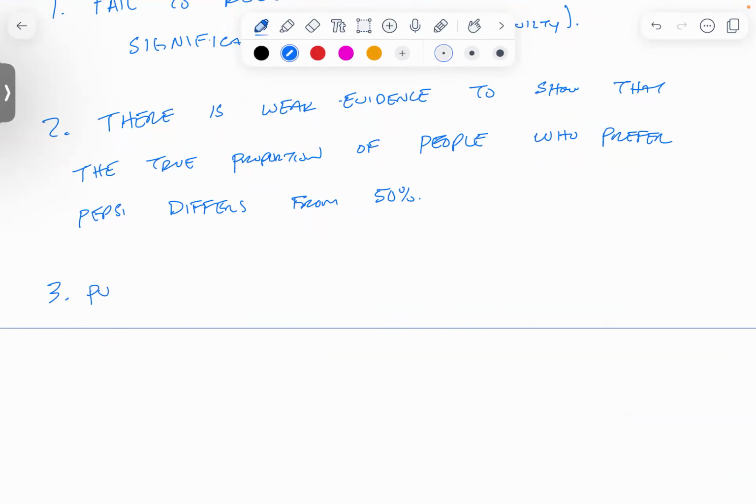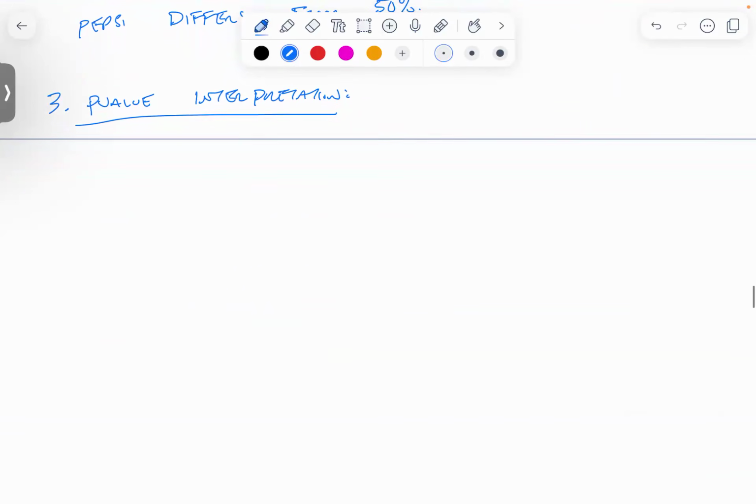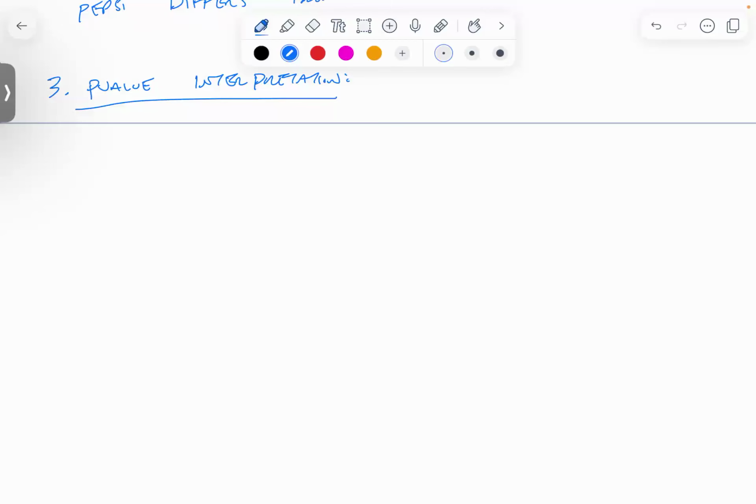Last and definitely not least is the p-value interpretation. This one I'm going to break down into both in context and the pieces involved.